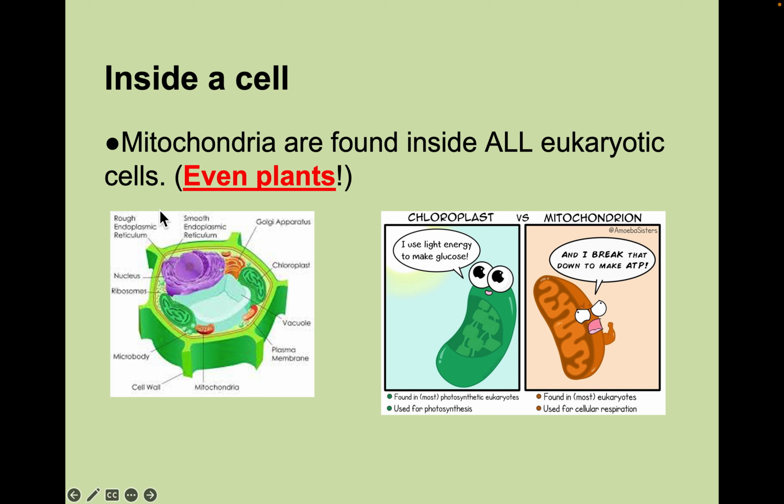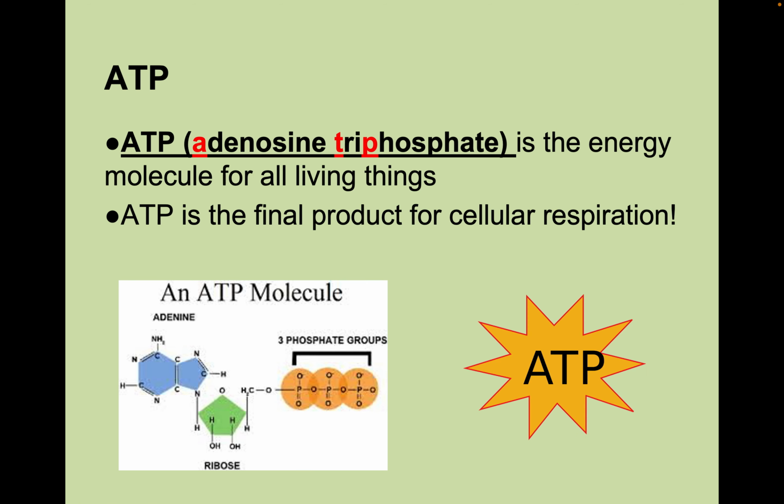So here's a picture of a plant cell. The green ones are the chloroplasts. These little orange guys are your mitochondria. They get to do both. They don't even need us. They can do both of them.